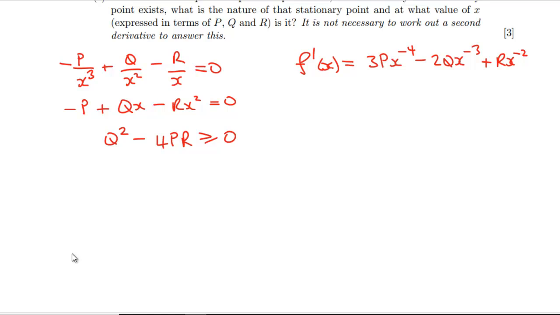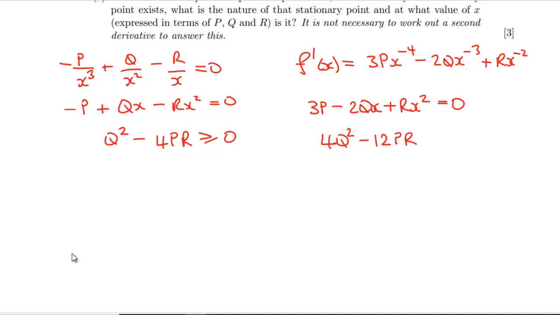So let's multiply through by everything again. We want one stationary point, so we multiply by x to the 4. But then I suppose we could divide. Do we want to multiply by x to the 4? Yeah, let's multiply by x to the 4. So we've got 3p minus 2qx plus rx squared is equal to 0. And we want one solution to this. So we're going to need that b squared, which is 4q squared, minus 4 times a times c. So that is 4r times 3, 12pr.